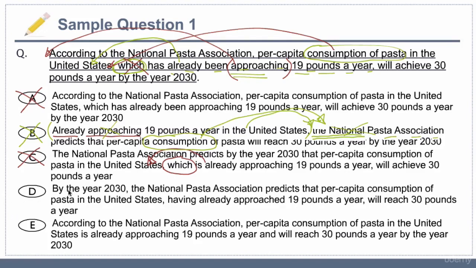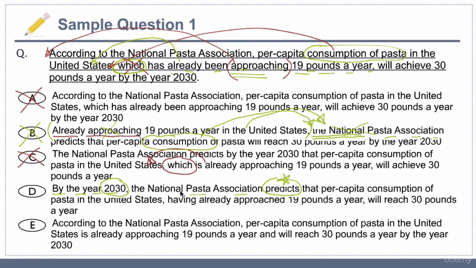Answer choice D says that by the year 2030, okay, that's fine, the National Pasta Association predicts that. This is a misplaced modifier, isn't it? This makes it sound like the National Pasta Association will be sitting around twiddling its thumbs, waiting until the year 2030 to make its prediction. You see that? So that's the issue here. Again, placement of modifiers is so important. It's crucial that you pick up on that.